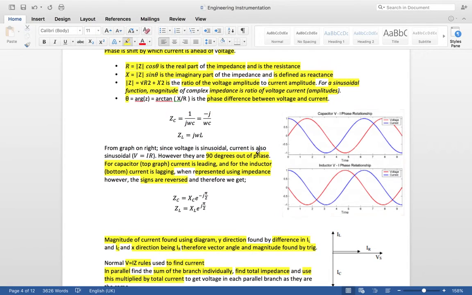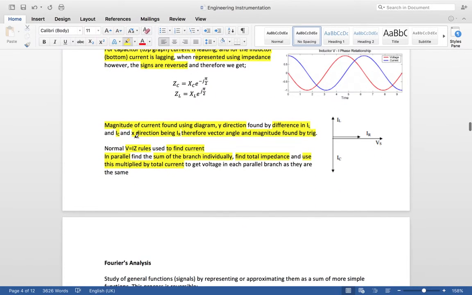And looking at this graph, from the capacitor graph and the inductor graph, it's possible to see that for the capacitor graph, the current is leading. The current is represented by the blue wave, and is leading because it's ahead. And the bottom one is the inductor, and the current is lagging because it's behind with respect to the other source. And if you represent this in the impedance form, signs are reversed. So this is how you would probably write this: jC for the capacitor and jL for the inductor.